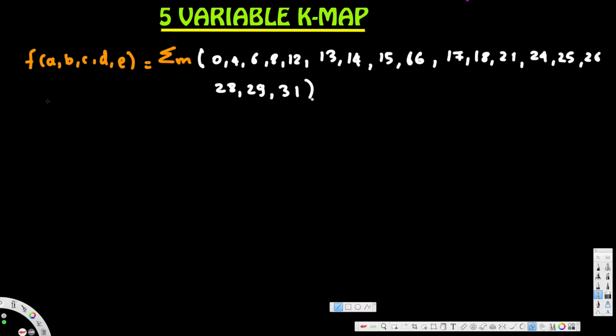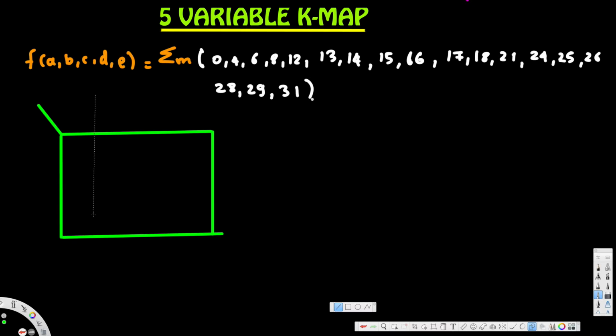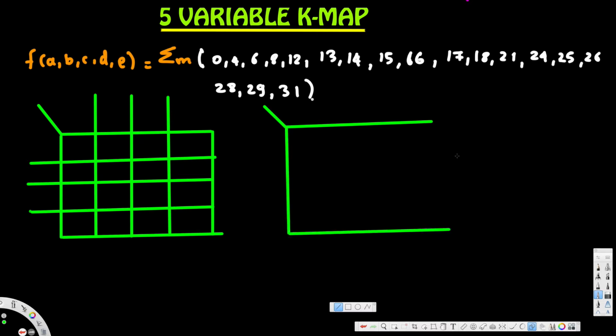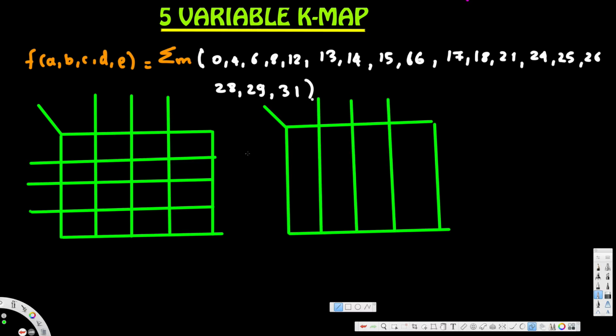So 4x4 K-map twice. Since we don't have a 5 variable K-map, we have to create 4x4 K-map twice as we did before. Okay, this is 4x4 K-map. We are going to have four boxes like this. Also like this. And another one. Okay, now we have created the table.